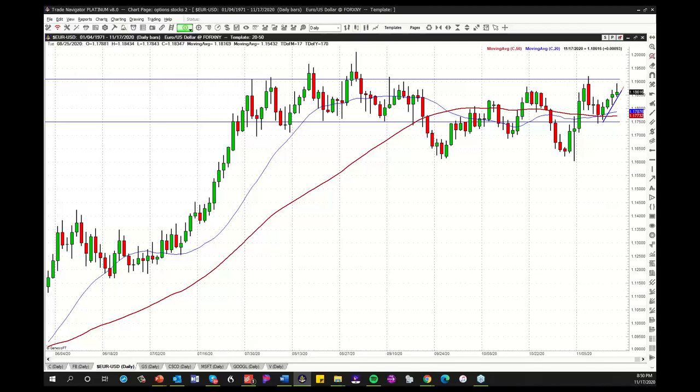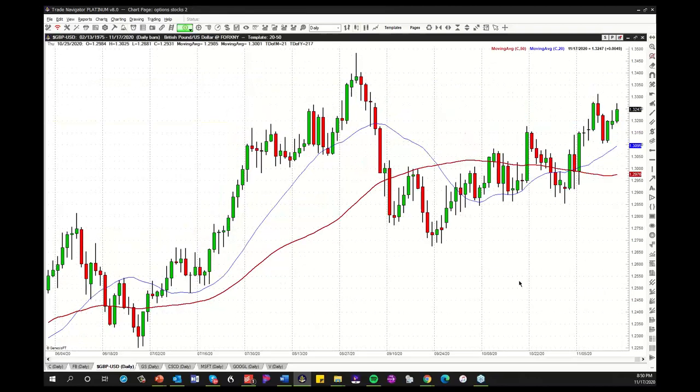Let's look at some currencies. Here we got a request on the pound dollar. Okay, all trends are up. You see the 20-day is sloping up, the 50-day is sloping up, the 20 is above the 50. The market is now pretty much still and is ascending along a bull channel, which keeps the trend up.